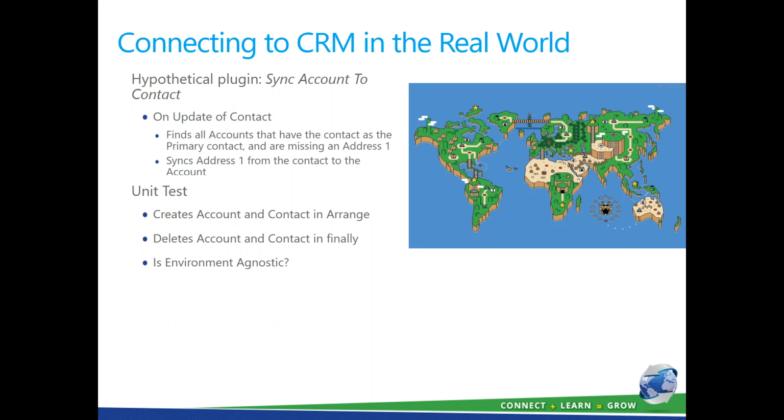Our unit test we're going to walk through creates the account and the contact in the arrange section of the test and deletes the account and the contact in the finally. So the question I want you to ask yourself is, is it environmentally agnostic?